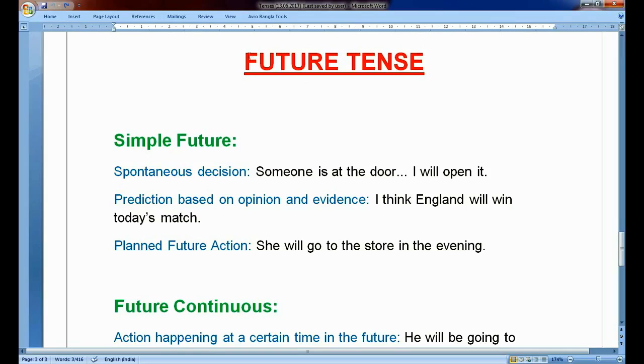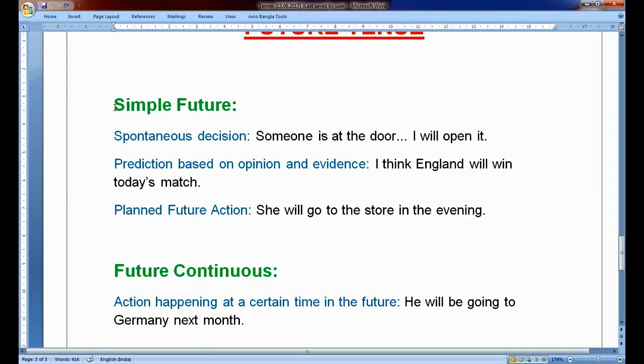Let's talk about the future tense. The future tense, as the name suggests, talks about events which are about to happen and have not happened yet. The first category is the simple future. Let's see where it is used. Firstly, in spontaneous decision. Now, what is a spontaneous decision? A spontaneous decision means an on-the-spot or an immediate decision you take based on certain events.